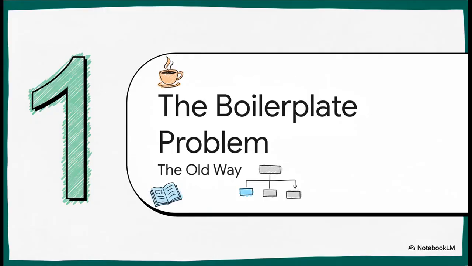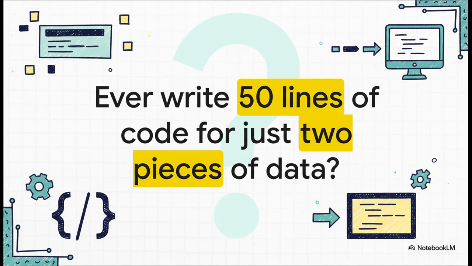Okay, so to really get why records are such a big deal, we kind of need to take a step back. Let's look at the old way of doing things, the way we all used to write data classes before this came along. Think about it. A super common task, right? You just need a class to hold an employee's name and their ID number. That's it. These things are everywhere in Java, these little data carriers.